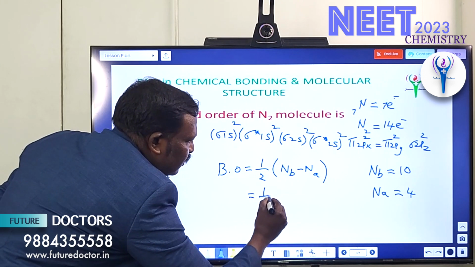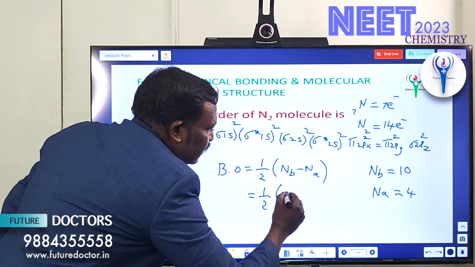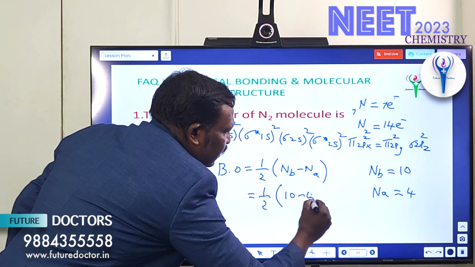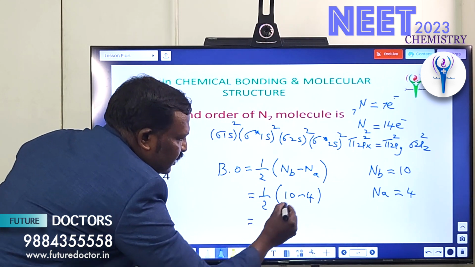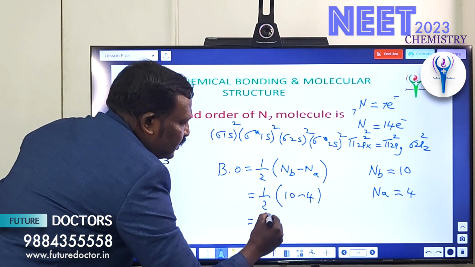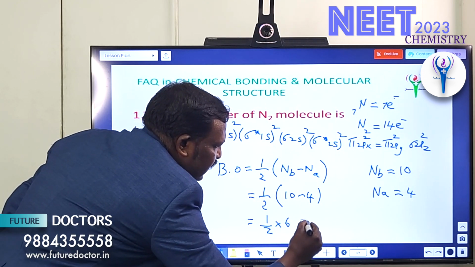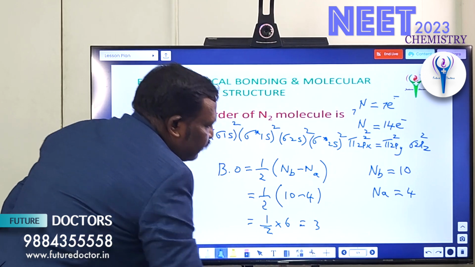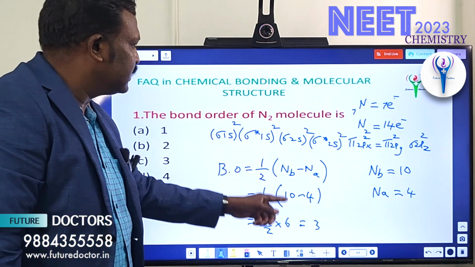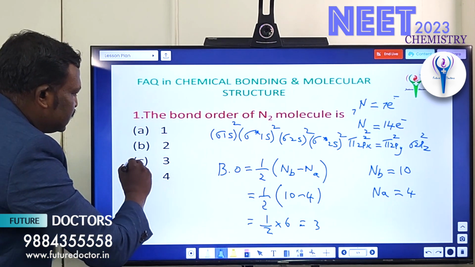So 1 by 2 (10 minus 4). You know that, 6. So 1 by 2 into 6, we get 3. Understood? Therefore, the bond order of the nitrogen molecule is 3. So among these, C is the correct one.